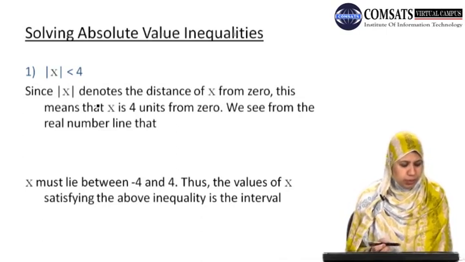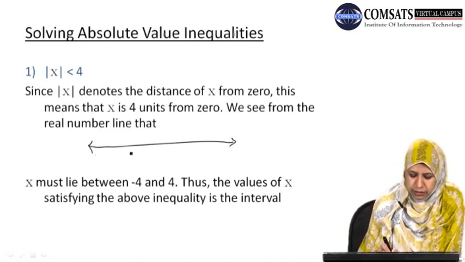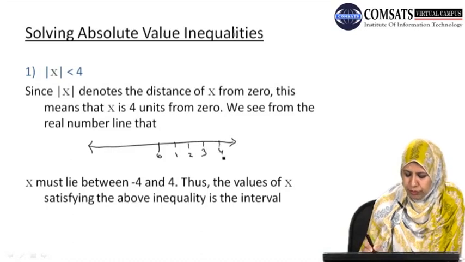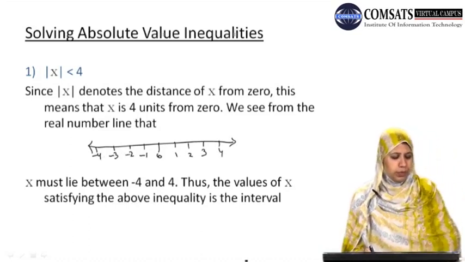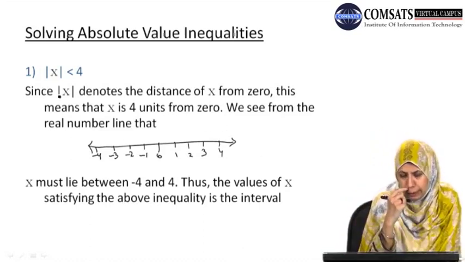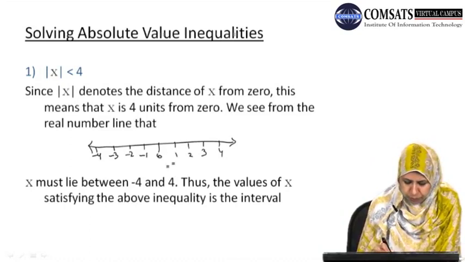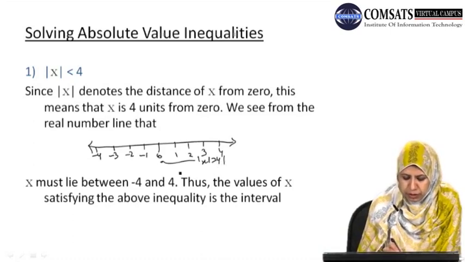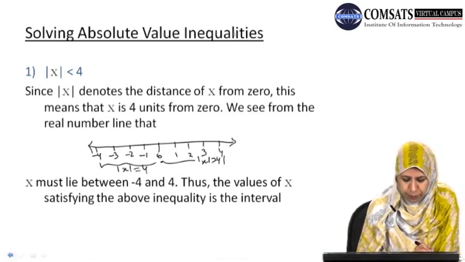And how we can see this from the real number line, that is we have our real number line like this with 0 in the middle, 1, 2, 3 and 4 on the right side. On the left side minus 1, minus 2, minus 3, minus 4. Now the absolute value is less than 4, which means that this portion represents when distance is 4 and this portion represents also when distance is 4.